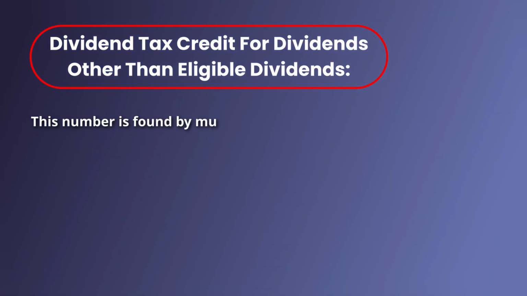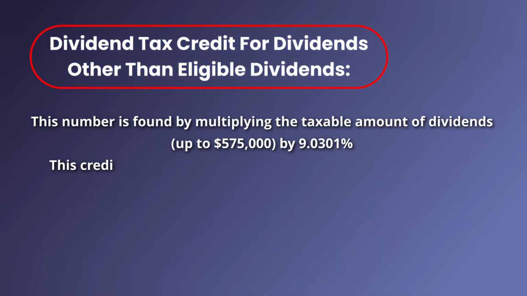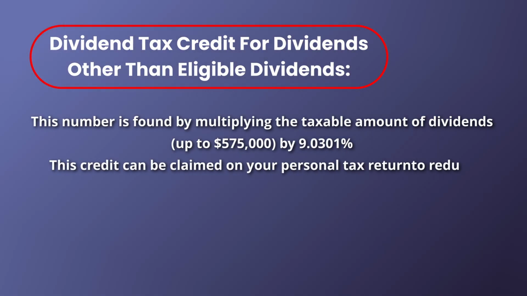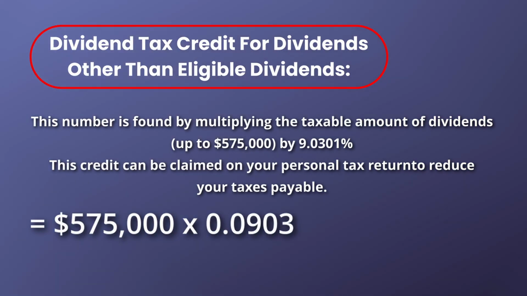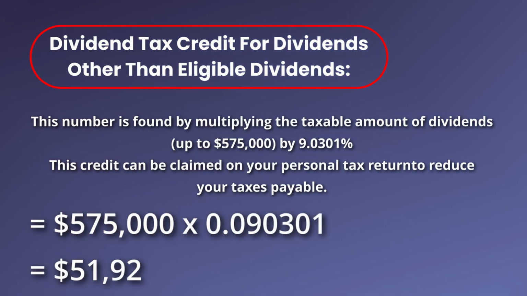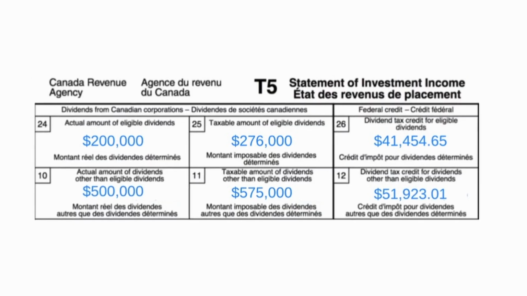Dividend tax credit for dividends other than eligible dividends. This number is found by multiplying the taxable amount of dividends by 9%. This credit can be claimed on your personal tax return to reduce your taxes payable. $575,000 multiplied by 9% comes to $51,923. In the end, this is what the painter's tax slip would look like.